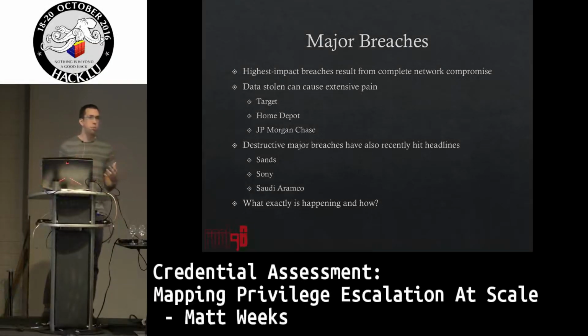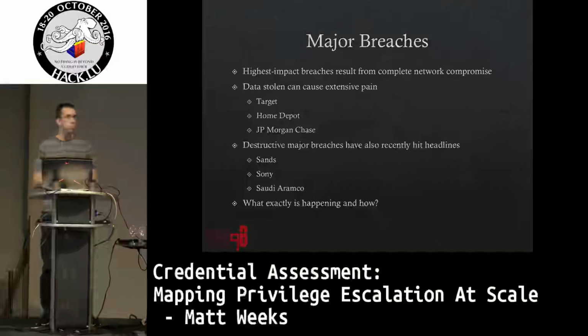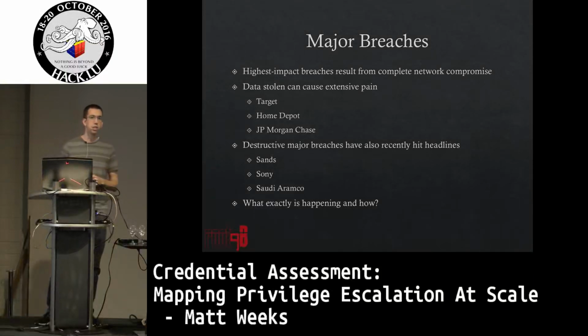So keeping this in mind, I was taking a look at a lot of the major breaches. From a forensic perspective, a big question on the minds of a lot of the big organizations is, what does a breach cost? How does something become a major breach, and what is the biggest impact from that? And the highest impact breaches tend to come from complete network compromise.